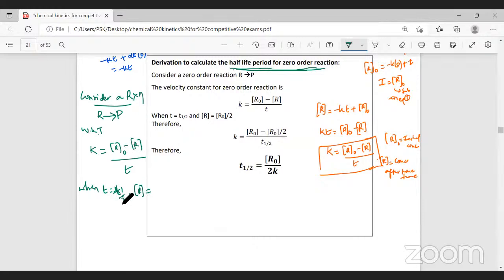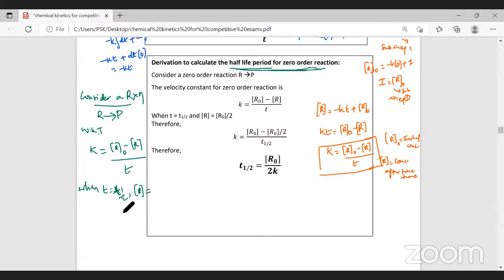After half-life period, how much of reactant would have reacted? So half, sir. Now, what is the initial concentration here? R naught. So what will be half of it? R naught by 2. Understood this. So what will be K now?